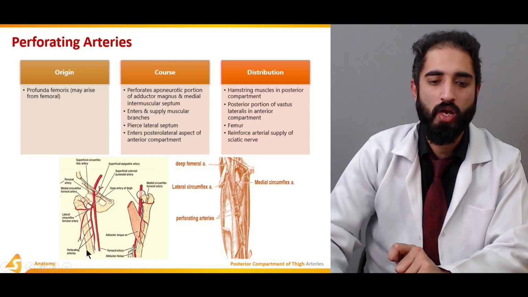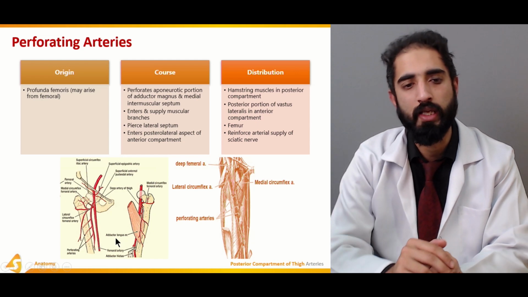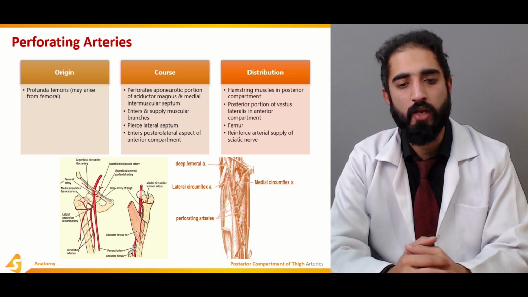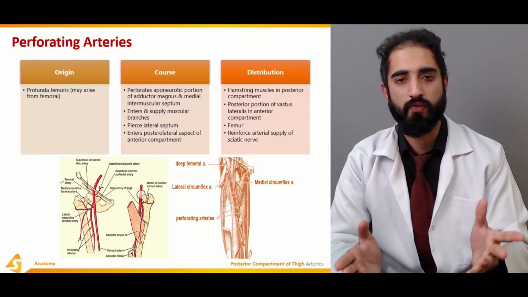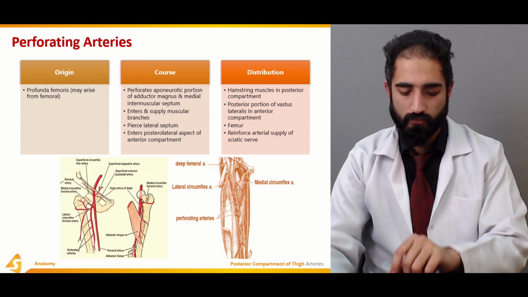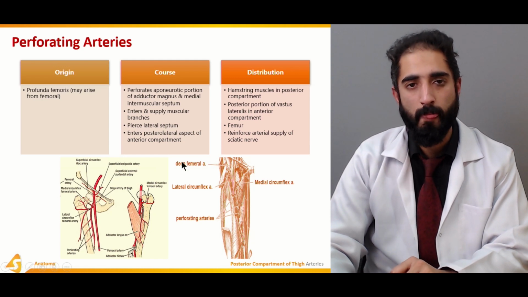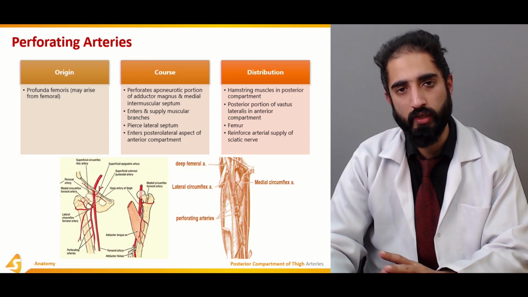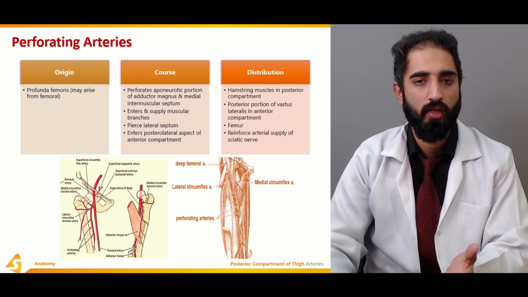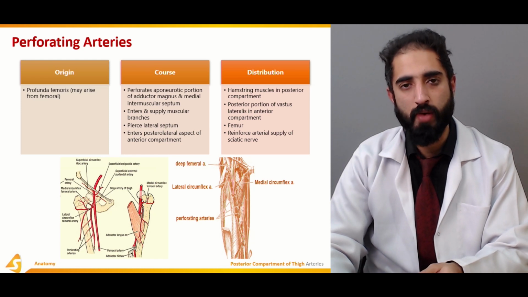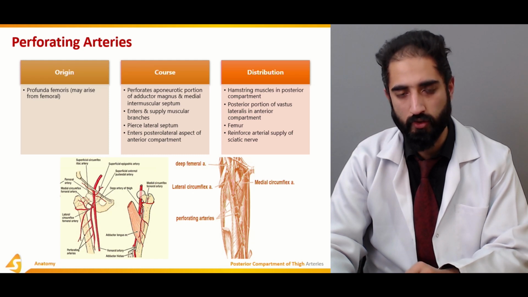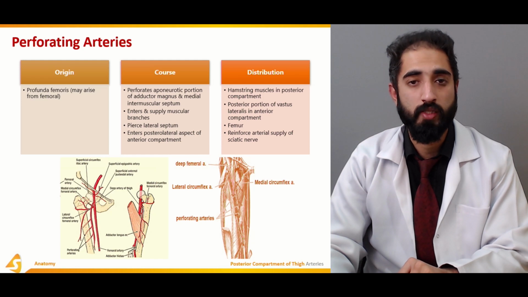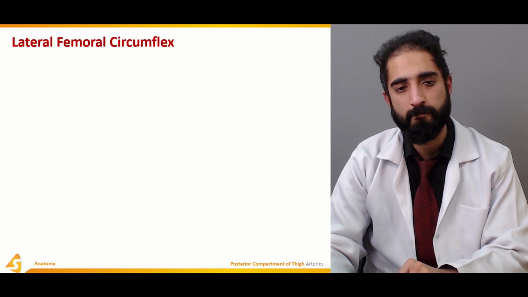So the shaft of the femur is also supplied by the perforating arteries, and it also reinforces the arterial supply of the sciatic nerve, which is a very commonly involved structure in clinical conditions such as piriformis syndrome, as well as lumbar discogenic diseases, including discogenic low back pain leading to lumbar radiculopathy, which involves the sciatic nerve.